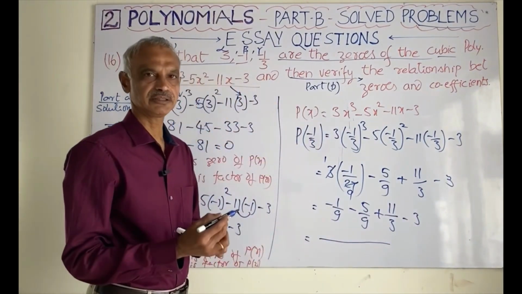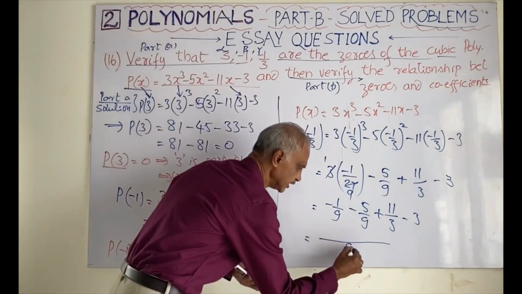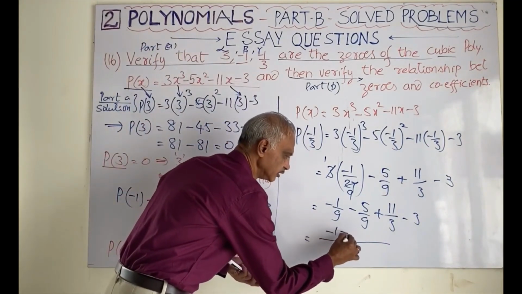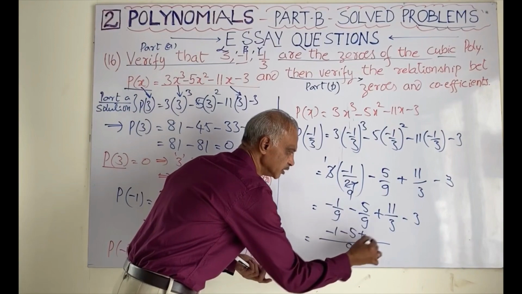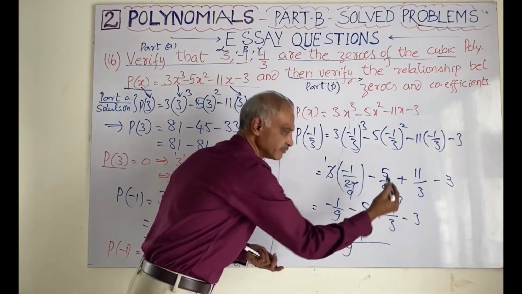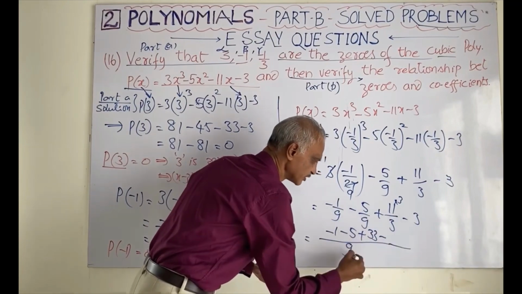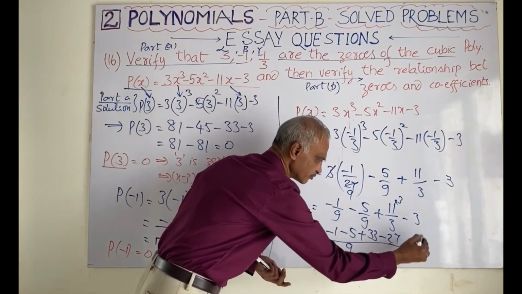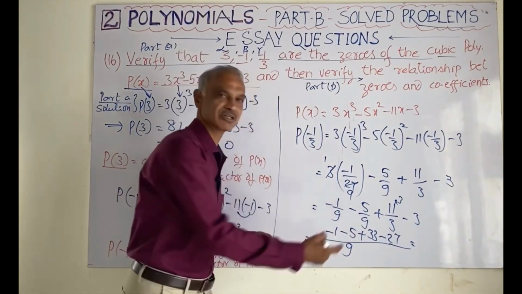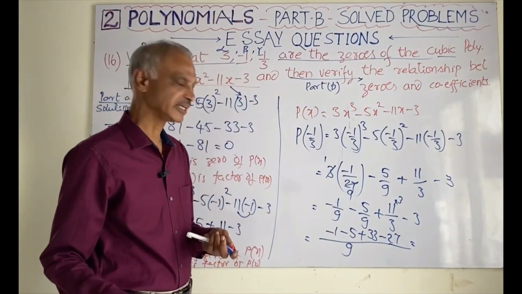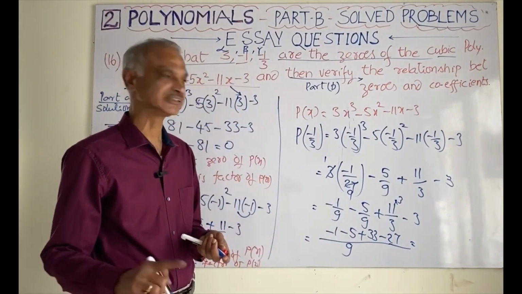I am taking 9 as the LCM: minus 1 minus 5. 3 3s are 9, so we have to multiply with 3. 11 3s are 33 minus 9 3s are 27. You see, minus 1 minus 5 minus 6. Minus 6 minus 27 minus 33.